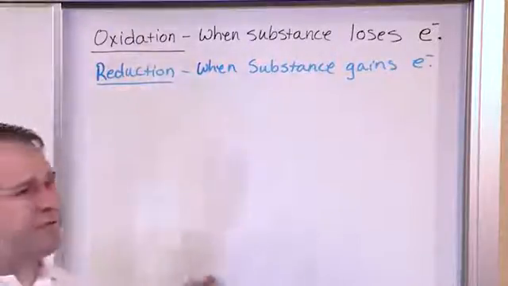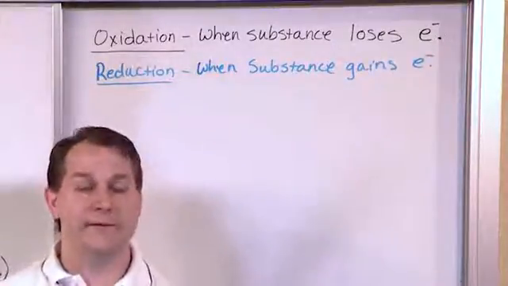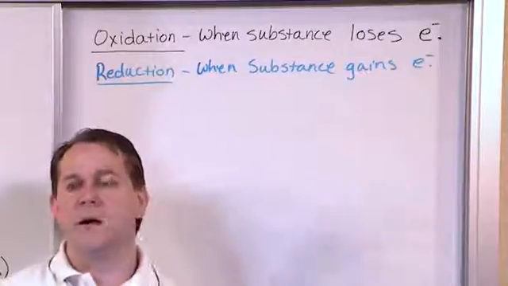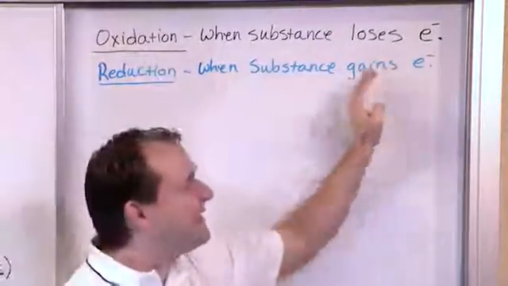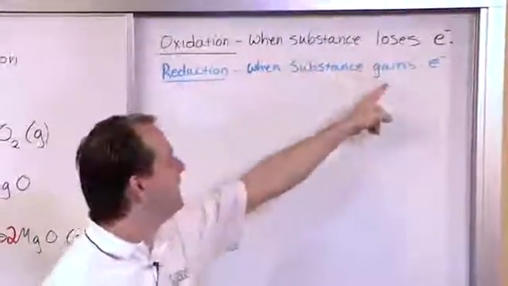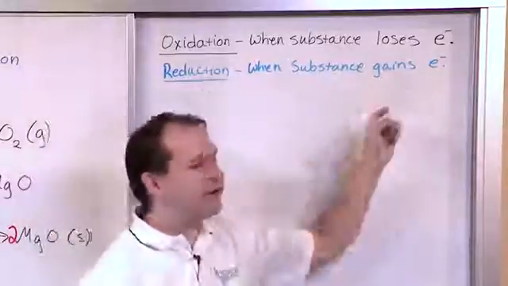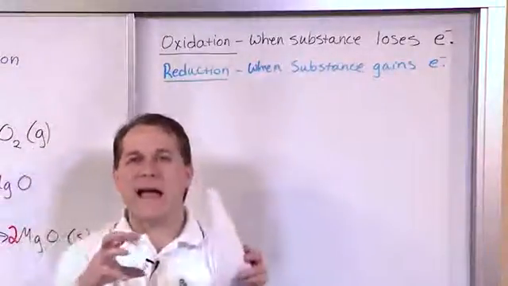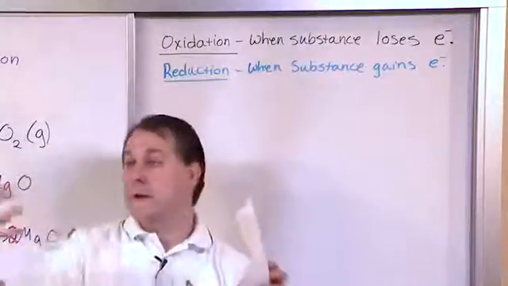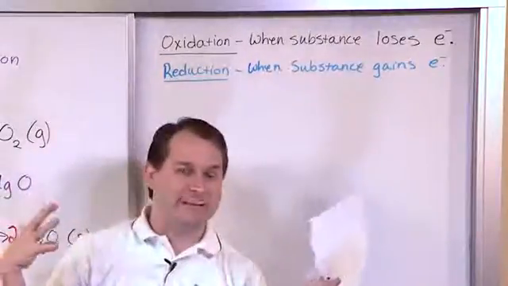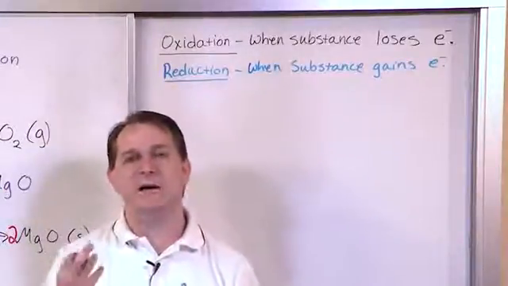Reduction is very confusing to students because you would probably think that something having reduction is losing electrons, but it's not. Reduction is the opposite of oxidation. It's when a substance gains electrons. If something is reduced, it's actually gaining electrons. If I'm an atom and I see a nice electron over there that I want to snatch up and hang on to, and I grab it and it sticks in my electron cloud, so to speak, then I've undergone reduction because I've gained electrons.